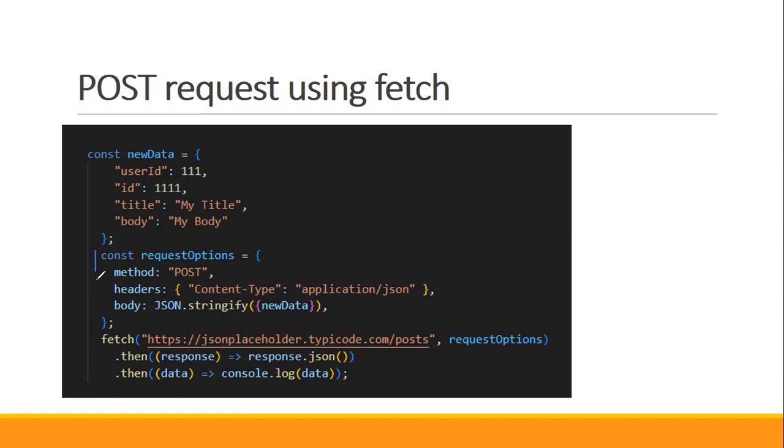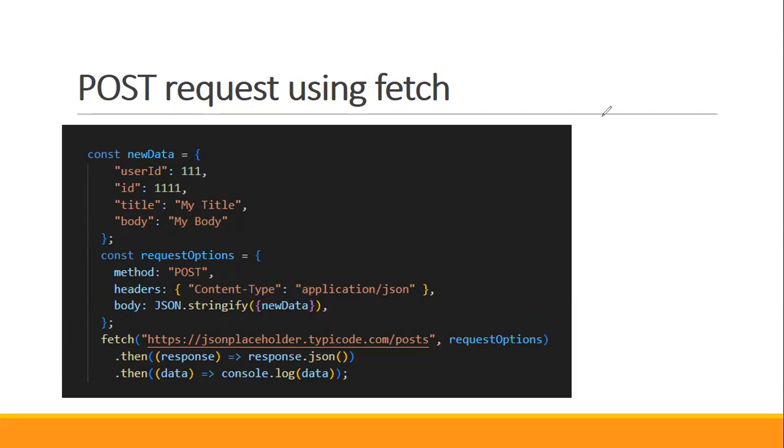So what kind of request options are there? You can put lots of options here. The method is POST, then the headers, we are just attaching this particular header, and the body should be the new data. We are converting it with JSON.stringify, and that data we are sharing with this particular API.